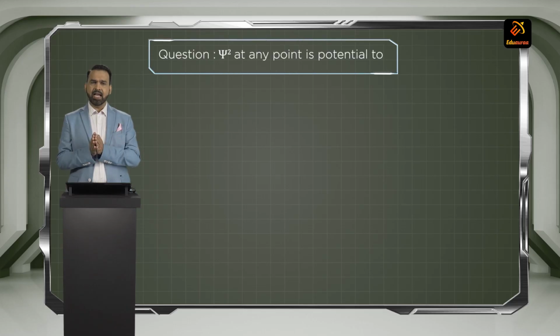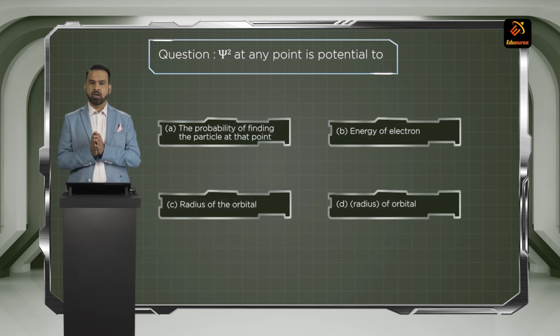Psi square at any point is proportional to what? Psi square at any point is proportional to your choice A itself, the probability of finding the particle at that point. Yes, that is the direct relation between psi square and the probability of finding the particle at that point.